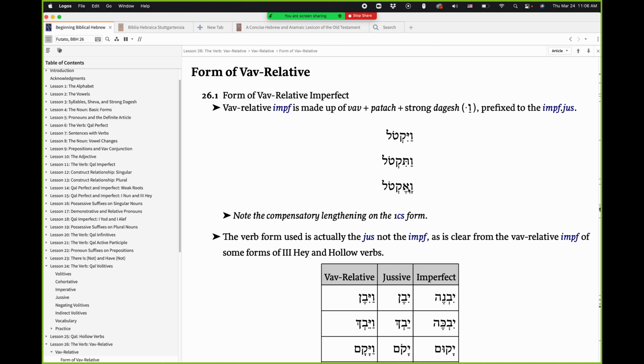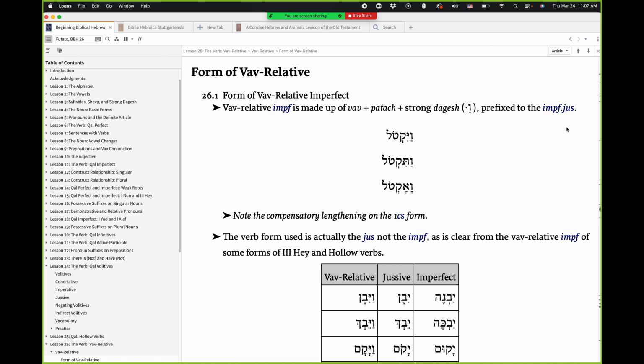Now here when you get into the aleph, this aleph is going to prefer the kametz segol vowel pattern. Well, actually, no, that's not the reason here. It's because the aleph can't take a dagesh, and so the lack of a dagesh forces the patach to lengthen to a kametz. But that pattern generally is what you're looking for. So when the Vav-Relative is on the imperfect, it's pretty easy to find. It's pretty easy to recognize.